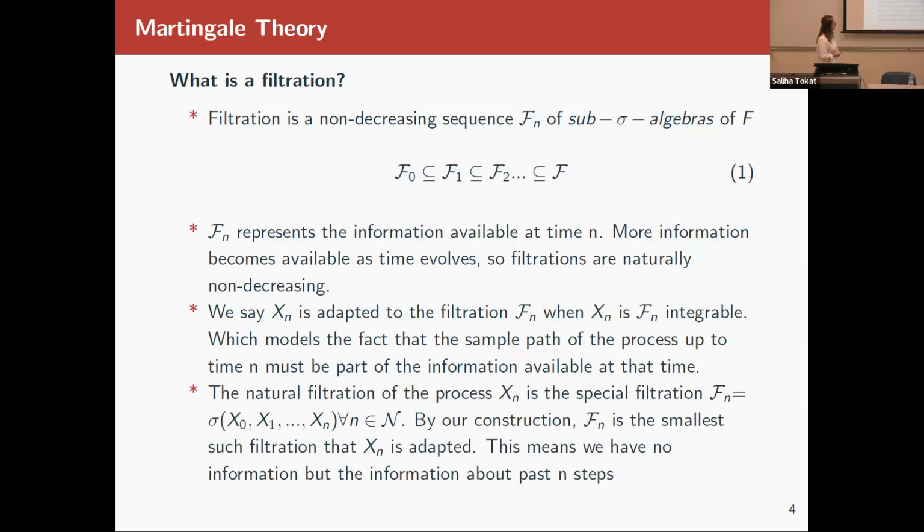The natural filtration that we talk about here is the special filtration Fn. That is the smallest filtration to which Xn is adapted. So intuitively, this means we have no information but the information about the past n steps.